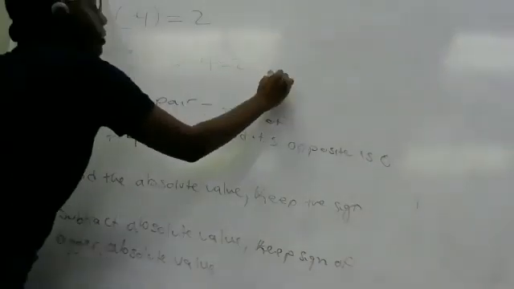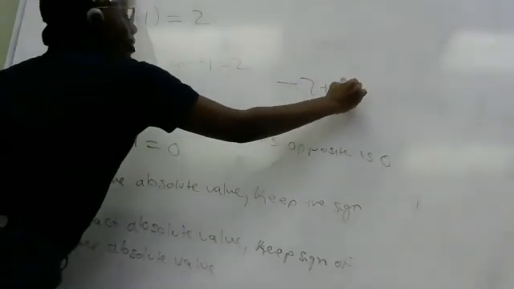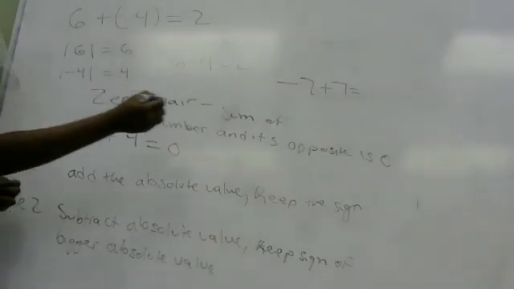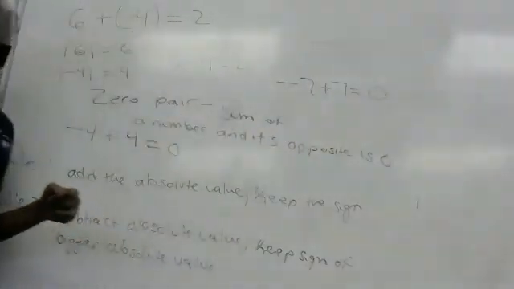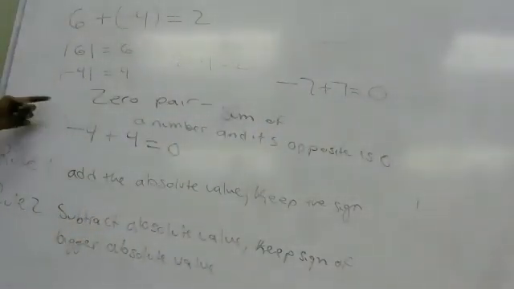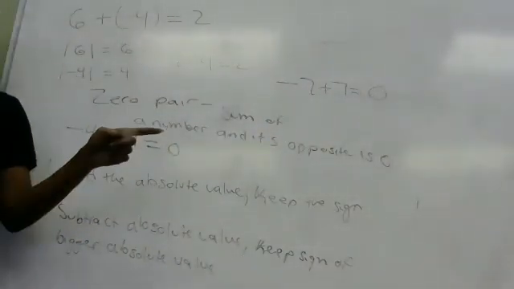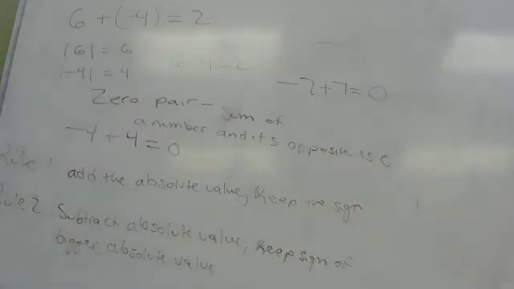Let's do another one. What if I have negative 7 plus 7? Raise your hand. What's my answer? 0. Why is it 0? It's a zero pair. 7 and its opposite cancel out.